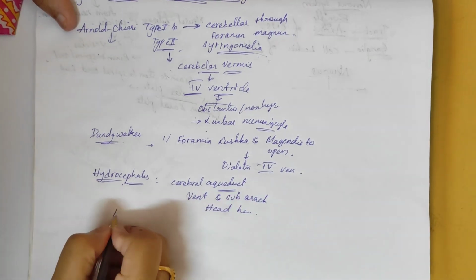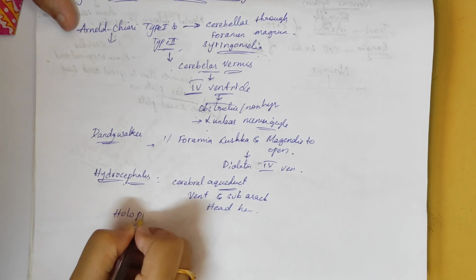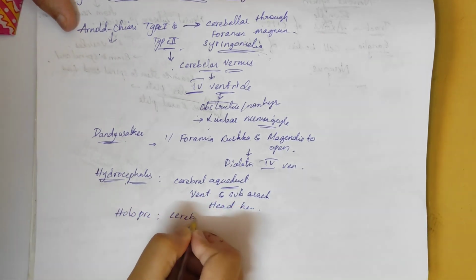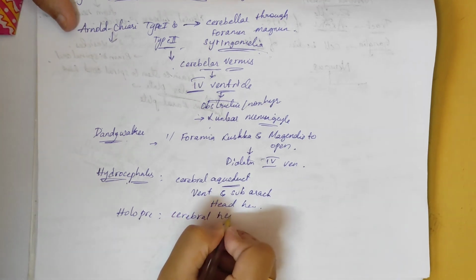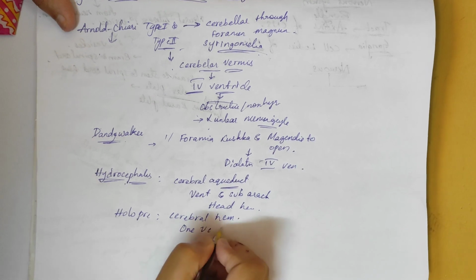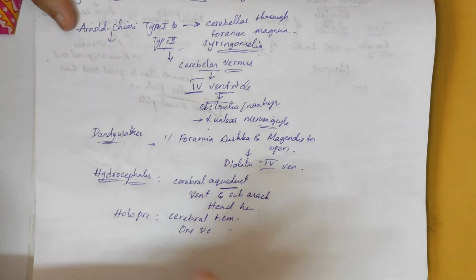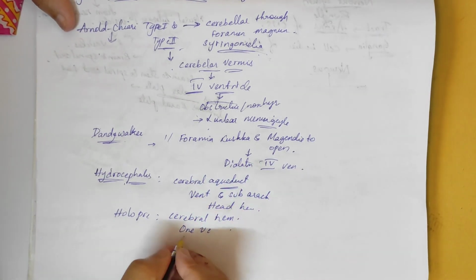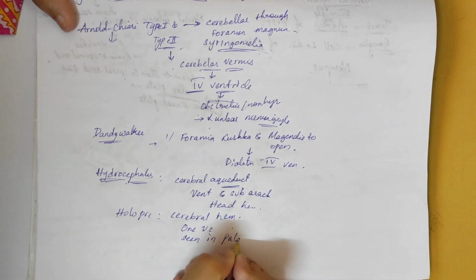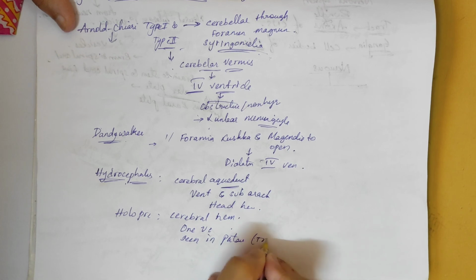And next one is holoprosencephaly. That is incomplete separation of the cerebral hemispheres. One ventricle in the telencephalon. We know that the telencephalon has two ventricles. And also this is seen in Patau syndrome, which is trisomy 13.